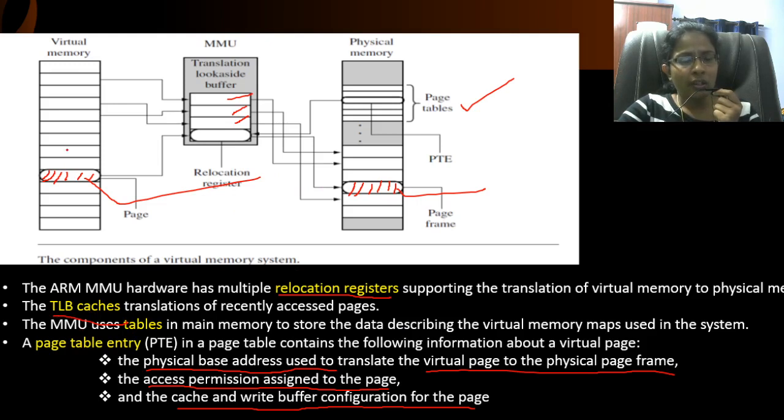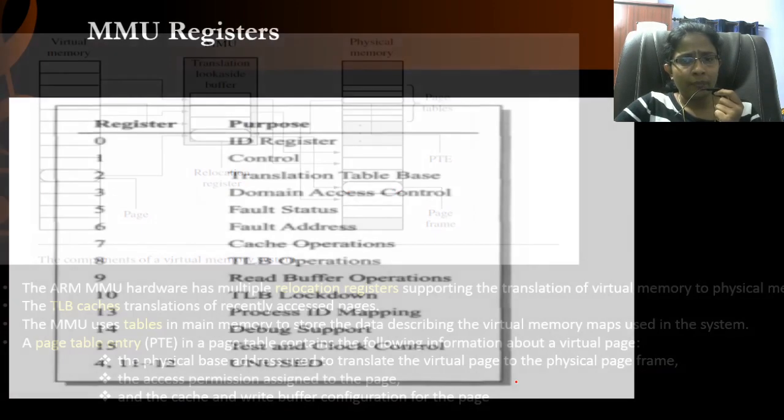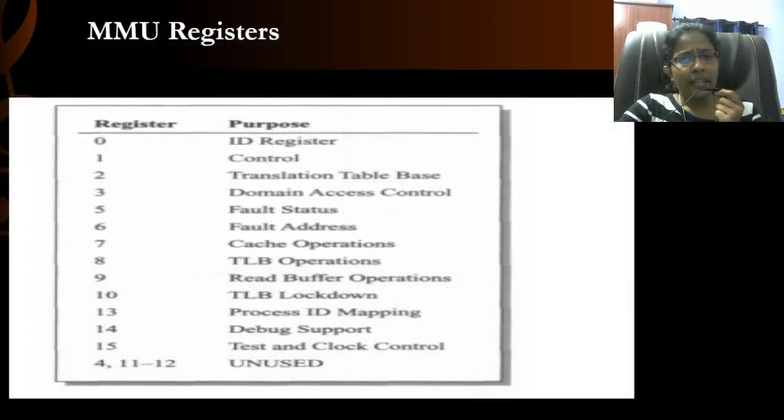So from which virtual memory to which physical memory the recent translation happened, that we can see in the TLB caches. And each page table entry (PTE) will have the translation from virtual page to physical page frame, the access permission, and the cache and write buffer configuration of the page.